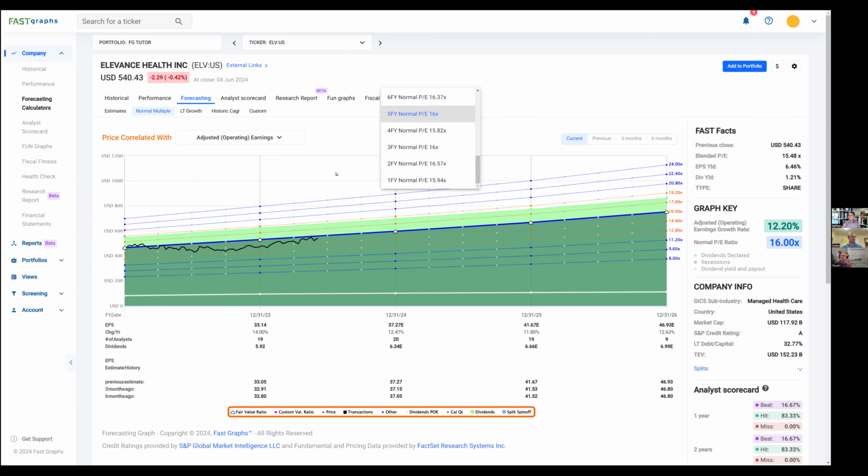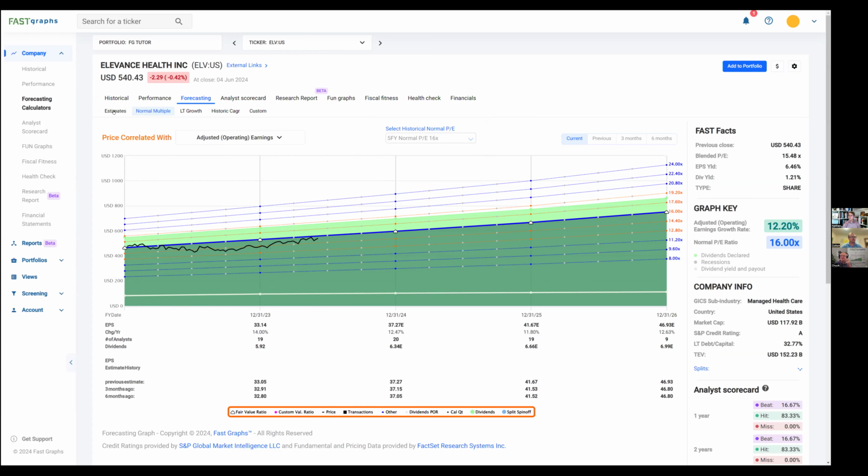And then what this defaults to is the last 5 years. Now, with no historical data, you would have to scroll out on the historical graph, as I showed you, to get this number. But the 5-year normal PE has been 16. So now you can measure that.